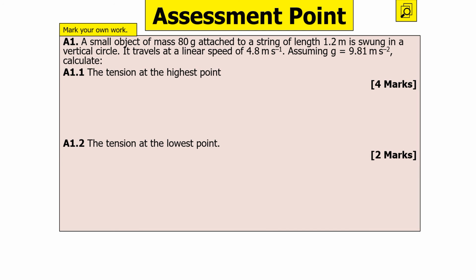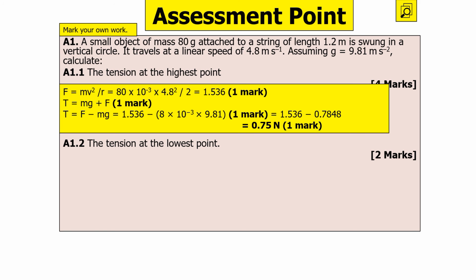Right, at the highest point, we know the following. We know that the resultant force towards the centre of the circle is the centripetal force, but it's also equal to T plus mg. Okay, so we can say F is mv squared over r, so we turn grams into kilograms by doing 10 to the minus 3. We then work it through and we get 1.536 newtons, but we know that the tension is equal to F minus mg, because F is the resultant force towards the centre of the circle, and mg, okay, is the weight of the object, and T is the tension. So when you do your diagram, it works through like that, so therefore it's going to be 0.75 newtons.